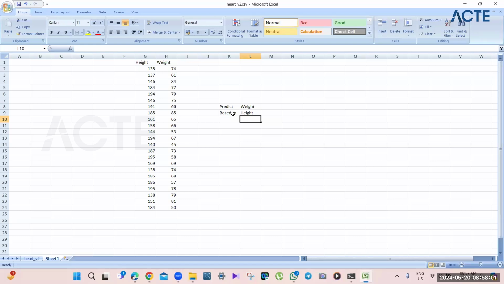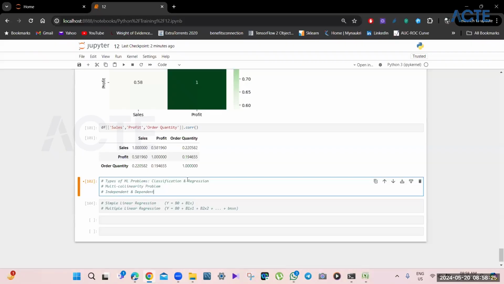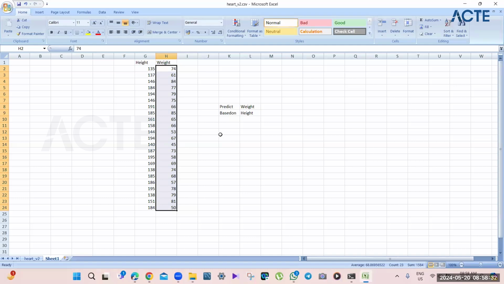First thing is, this is a regression problem because the outcome variable has multiple values. It's not limited to 1, 2, 3 or something like that. It's n. It's a regression problem, not a classification problem. Now, what type of regression? Is it simple or multiple linear? For that, we will see dependent and independent variables first.